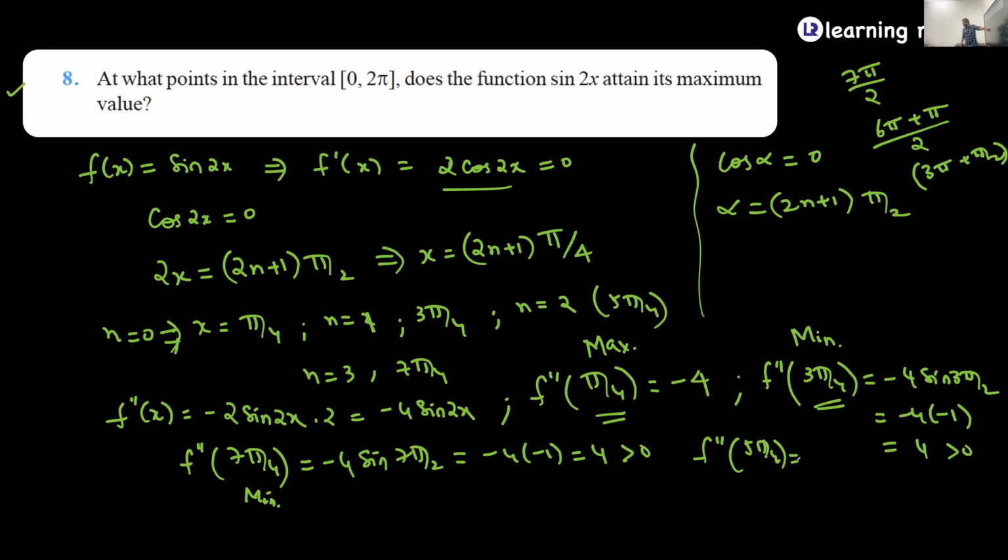Pi by 4, you will get maximum. Similarly, at the third point, you will get maximum. That is 5 pi by 4. This one, 3 pi by 4, it is minimum. Similarly, you will get at 7 pi by 4. It will be a symmetric curve, okay?